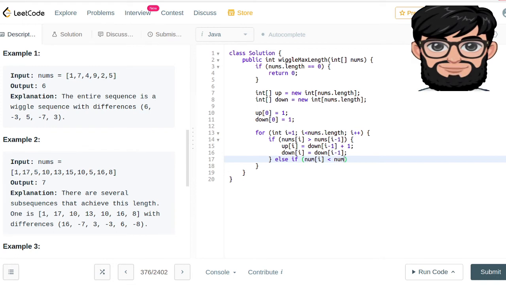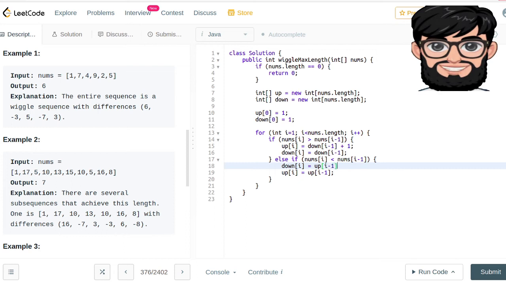It should always be nums of i minus 1 and nums of i. In that case, when it is decreasing, the up is going to stay the same, it's going to be i minus 1, but the down of i would be equal to up of i minus 1 plus 1.